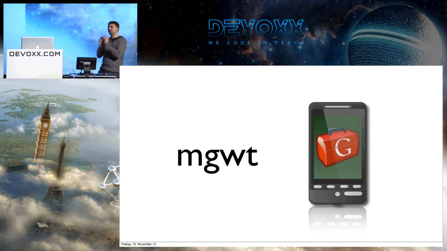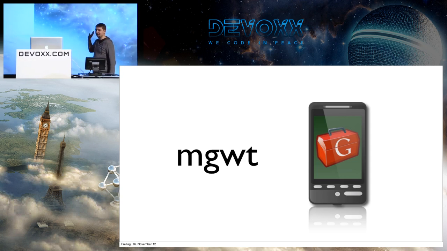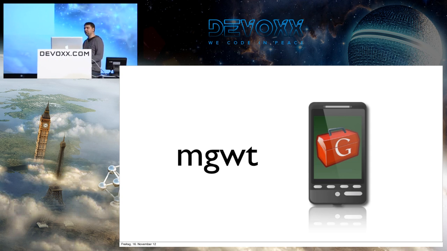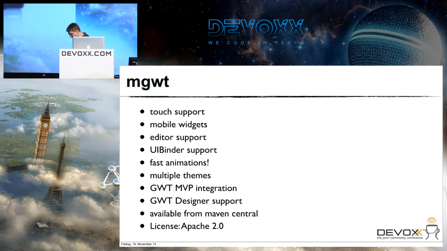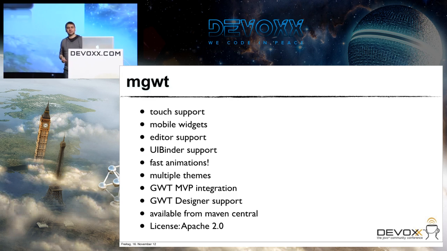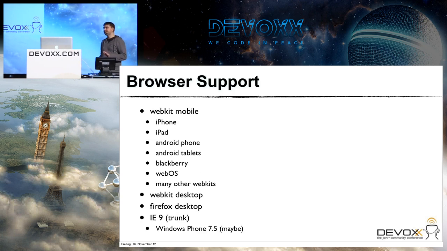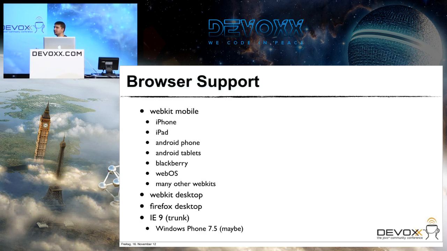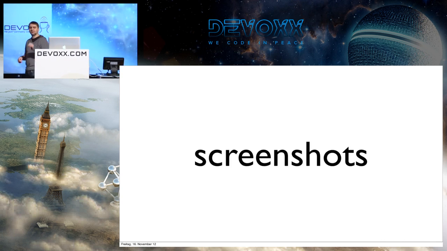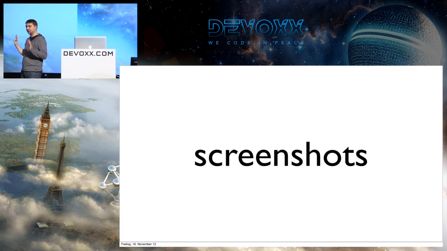But let's talk about the stuff I really care about, and that's mgwt. mgwt is all about writing great mobile applications with GWT. So it has a lot of stuff in there, like touch support, mobile widgets, editor support, UI binder support, fast and great looking animations, and so on and so forth. It does support all the important mobile browsers. You guessed it, right now no Internet Explorer in there. But what I want to do is give you an impression on how it actually looks. So let's take a look at a few screenshots.